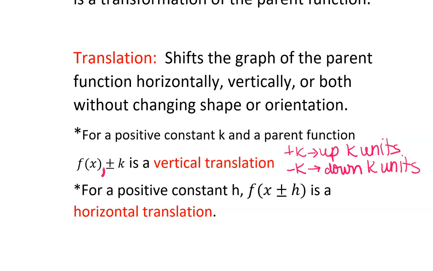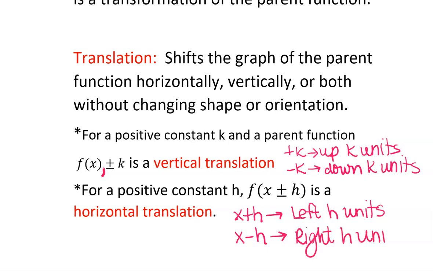For a positive constant h, f of x plus h or f of x minus h is a horizontal translation. So for this one, it's actually a little bit different. If you're looking at this, it is on page 99. The x plus h does something and the x minus h does something else. And it's kind of opposite of what you might think. X plus h would be left h units. X minus h in the parentheses would be right h units.